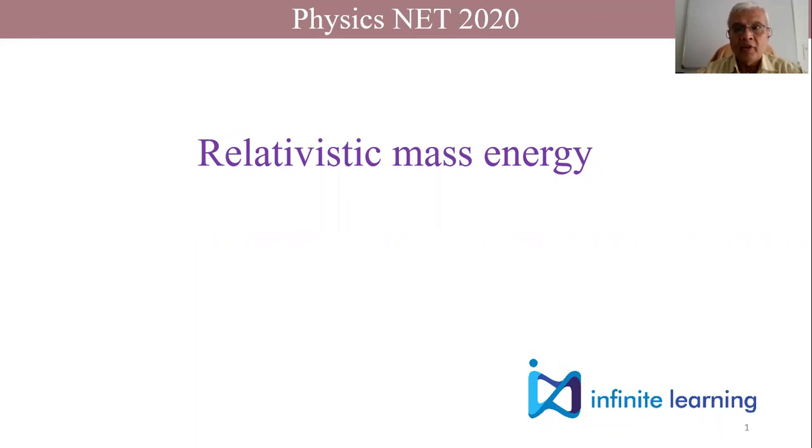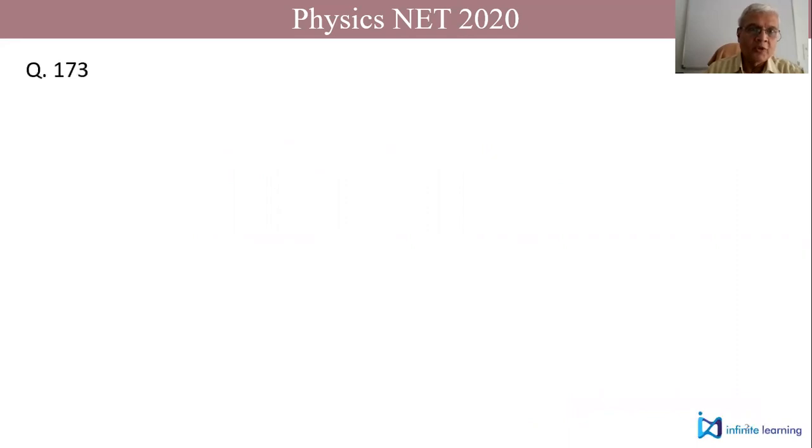In this video, we are going to discuss a problem from the physics NET exam of 2020, which is about the relativistic mass-energy relation. Code number for this problem is 173.